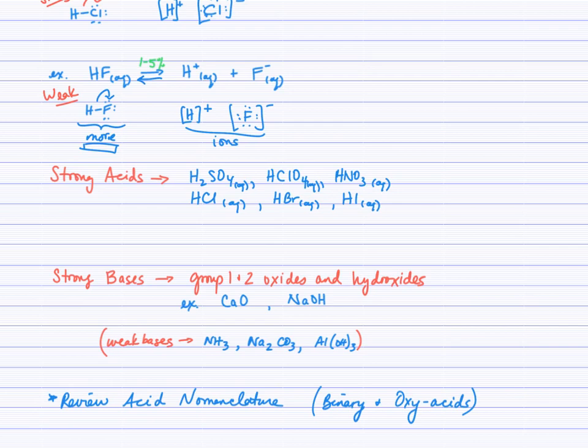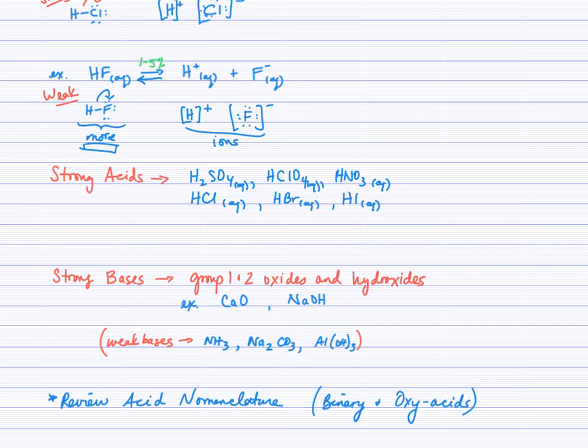Everything else is weak. If you've never heard of it, it's weak. Fumaric acid, acetic acid, hydrocyanic acid, chloric acid, chlorous acid, phosphoric acid, sulfurous acid, hydrosulfurous acid. Basically, these 6 are strong. Everything else is weak. Citric acid, ascorbic acid, lactic acid. You can think of a whole bunch of different acids. They're all weak. These are the only 6 that ionize completely.